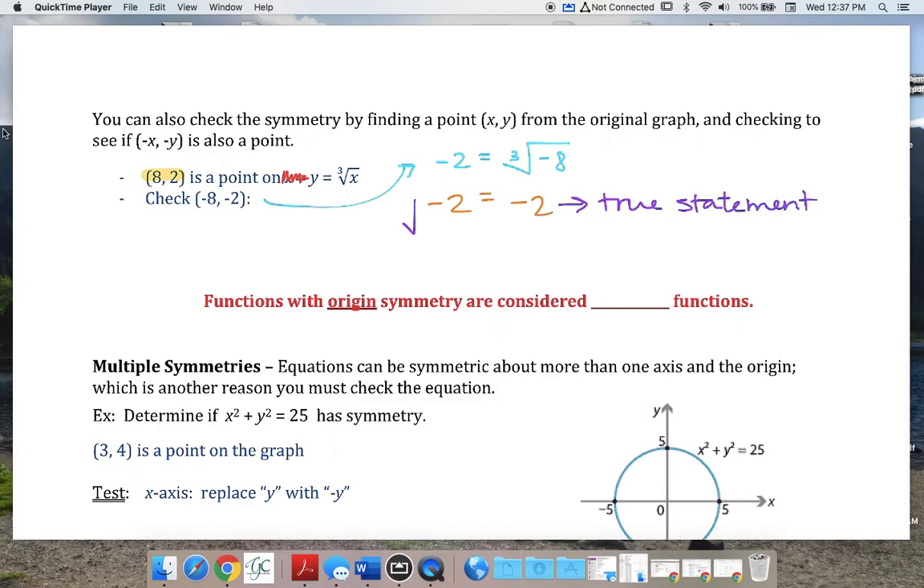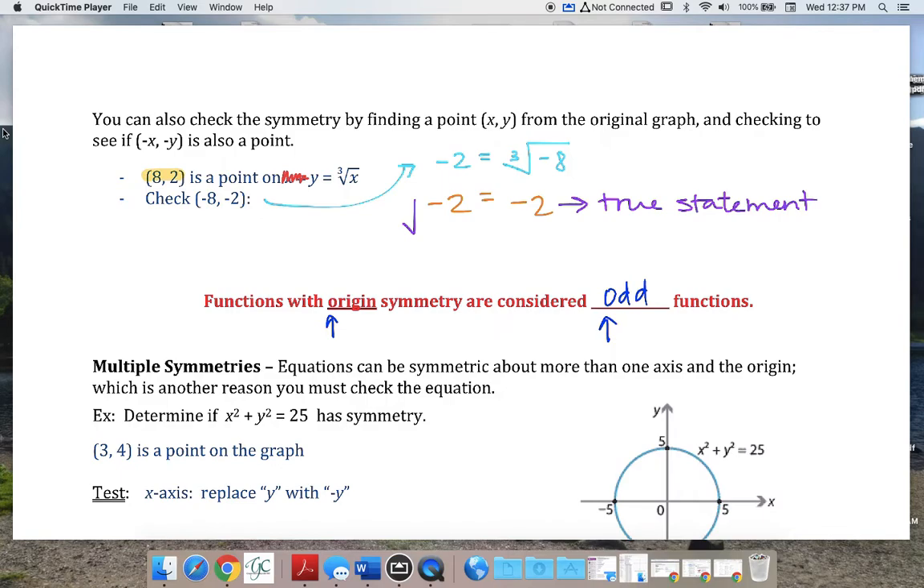So because we were checking for origin symmetry and we were left with a true statement, that means this equation is symmetric about the origin. Now functions with origin symmetry, I should say, are functions. So these are what we call odd functions. And just a way to remember this, origin starts with O, odd starts with O, so those are the two that go together. Origin symmetry is an odd function. And then just to review, we said y-axis symmetry were even functions, and then x-axis means they are not functions, so they are neither even nor odd.